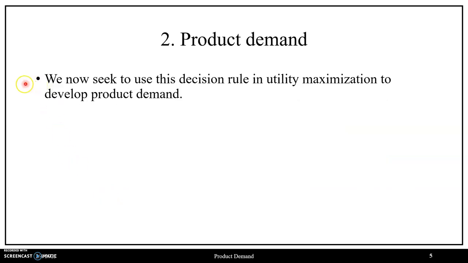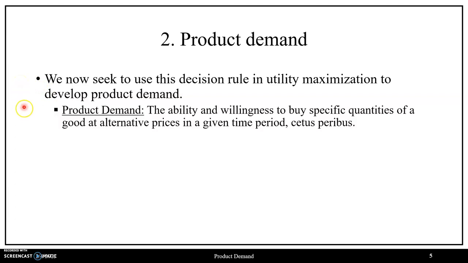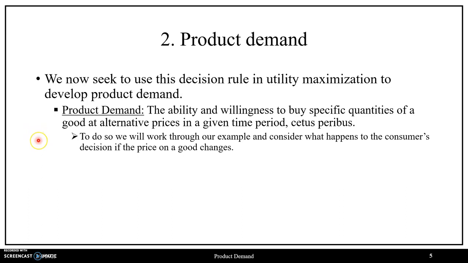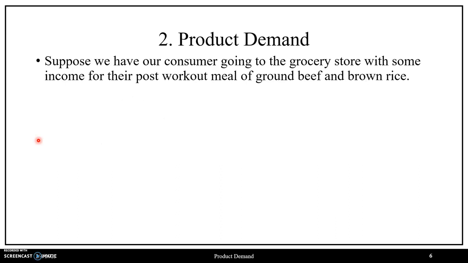So now we seek to use this decision rule in utility maximization to develop product demand, which recall is the ability and willingness to buy specific quantities of a good at alternative prices in a given time period, holding all else equal, or ceteris paribus. And to do so, we will work through our example and consider what happens to the consumer's decision if the price on a good changes.